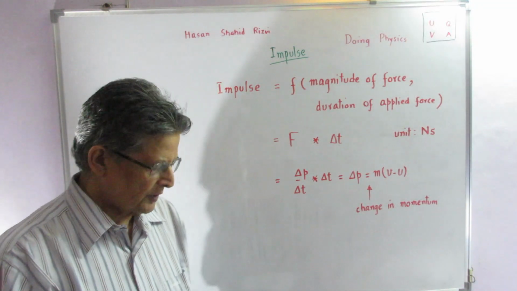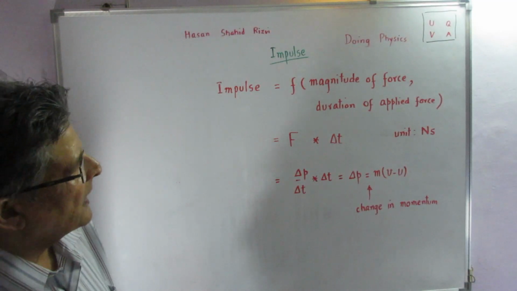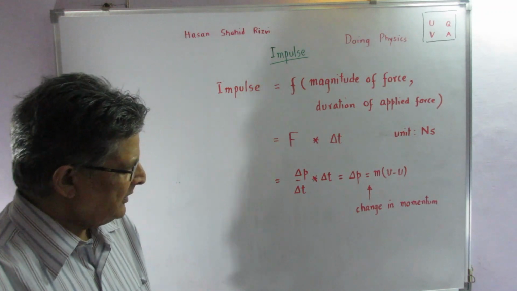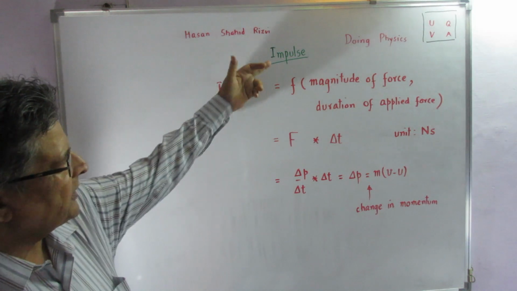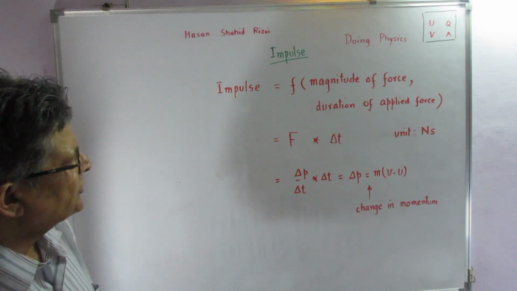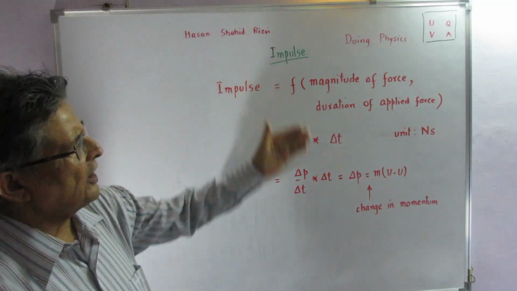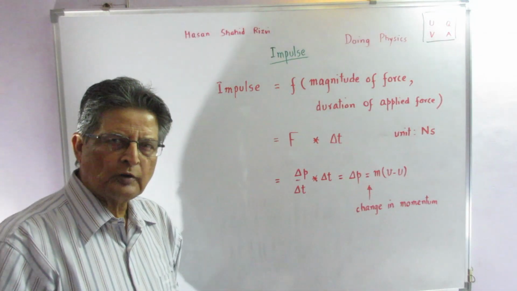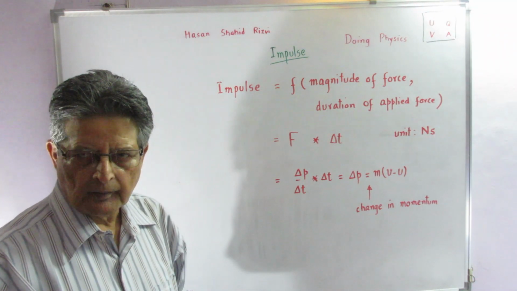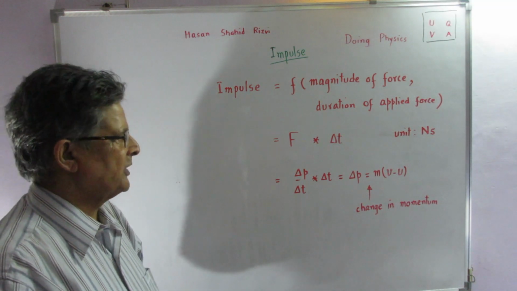Although for the description of the physical aspects of the laws of motion, whatever we have studied is sufficient, historically there is another term that we need to learn, and that is impulse. It is a function of the magnitude of the force plus the duration for which the force has been applied. Okay, force exists or force fades away.